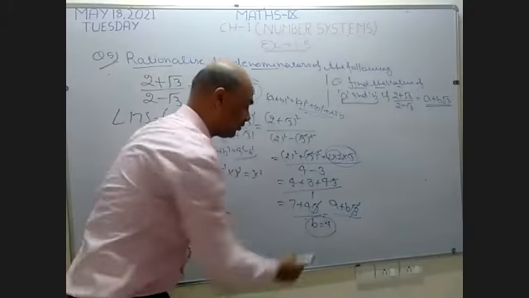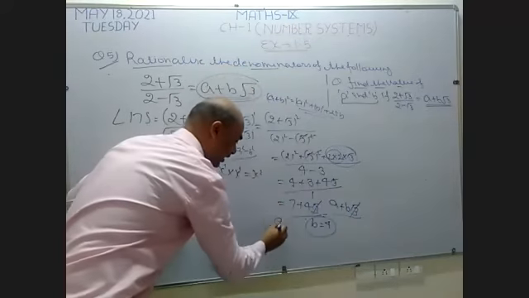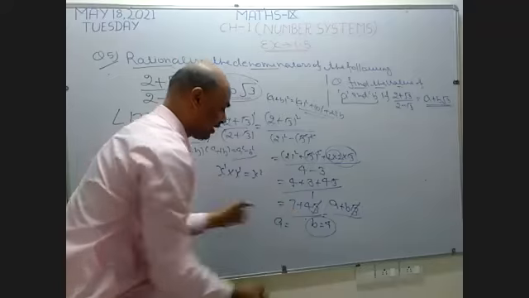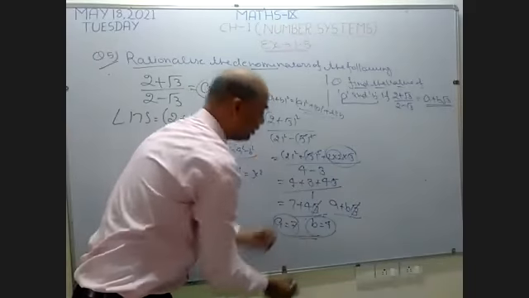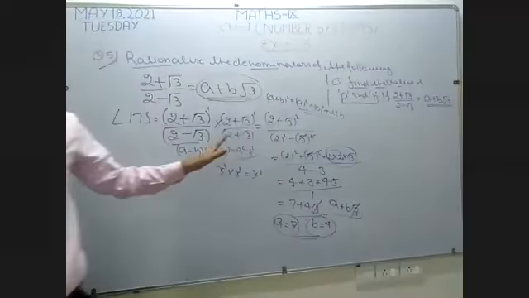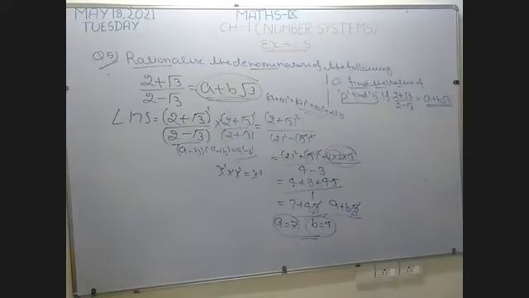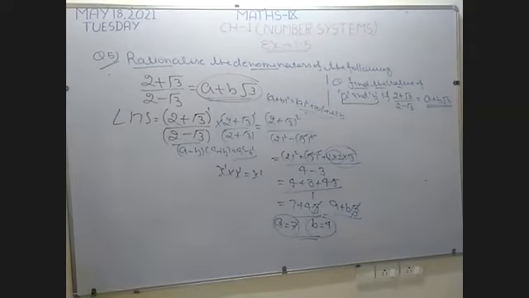After cancelling this, what is left from right side? A. So right here a. From left side, what is left? 7. So a becomes 7 and b becomes 4. This is the answer of this question. I hope now it is clear. Send me a message, beta, if you have any doubt. Otherwise, I want to start the next exercise.